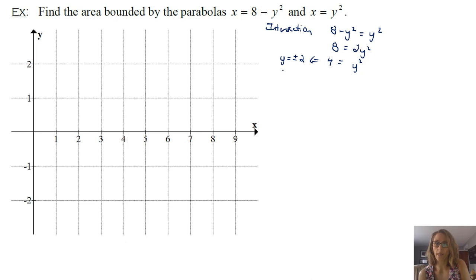So when y is 2, if we put in 2, we're going to get 4. And if we put in negative 2 for y, we are also going to get 4. So they intersect at (4, 2) and (4, negative 2).